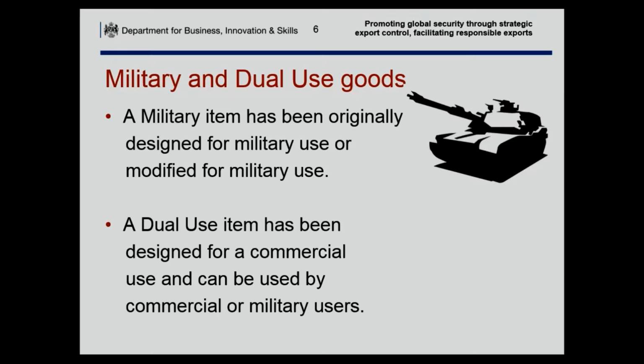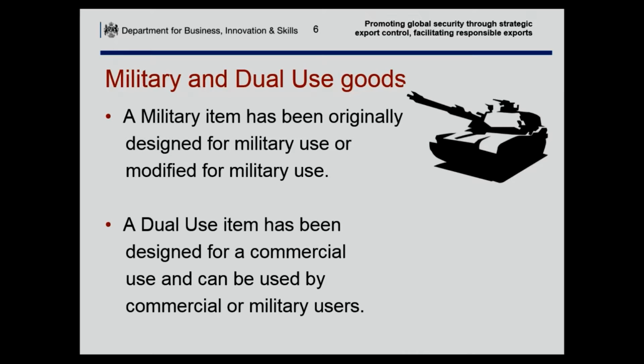Also, any item if it's modified for military use. So if the military see a commercial item, perhaps a radar, and decide, well, we could use that, but we would need a few changes, and they specify some changes to that equipment, then that will be modified for military use, and again, would be considered against the military list. So if you think about any of your products, they've either been designed for military use or modified for military use, you need to look at the military list itself.